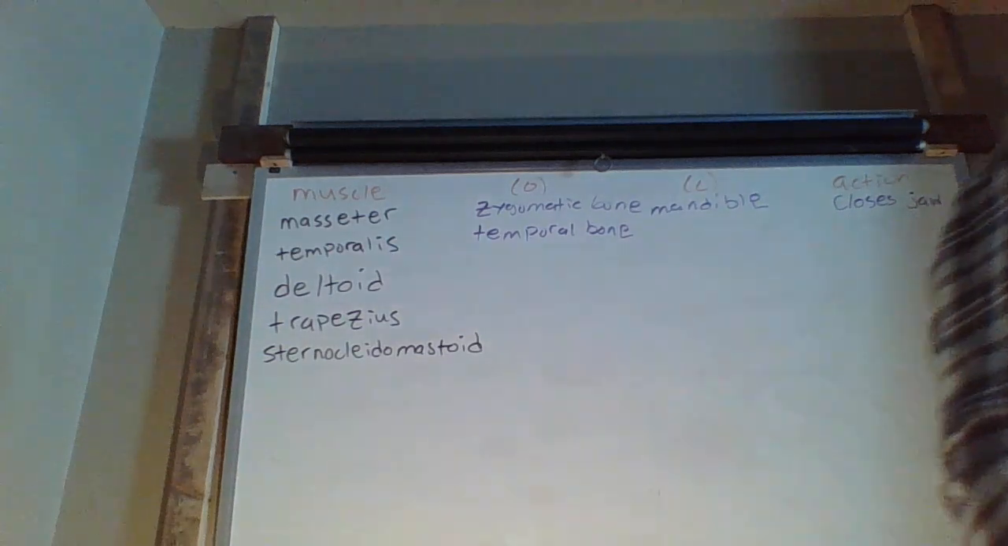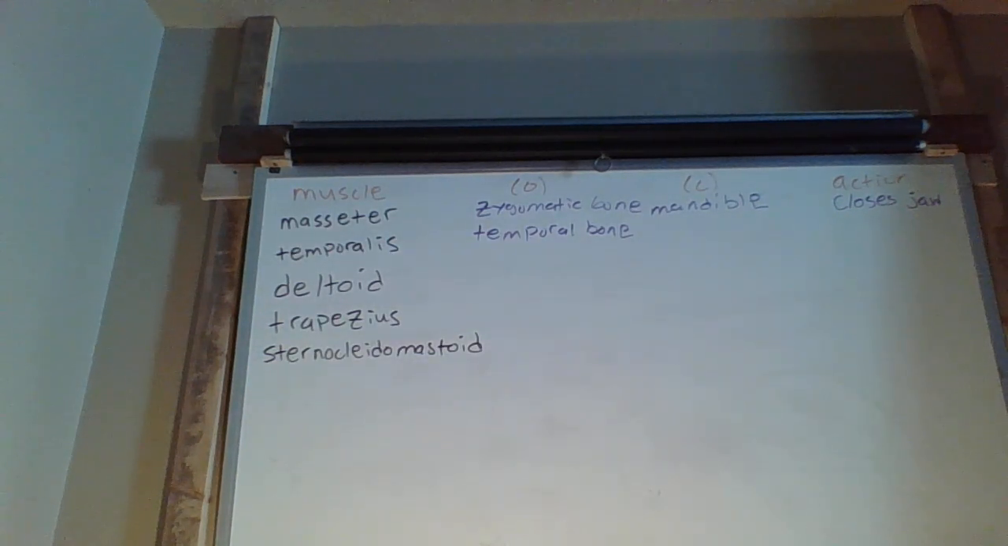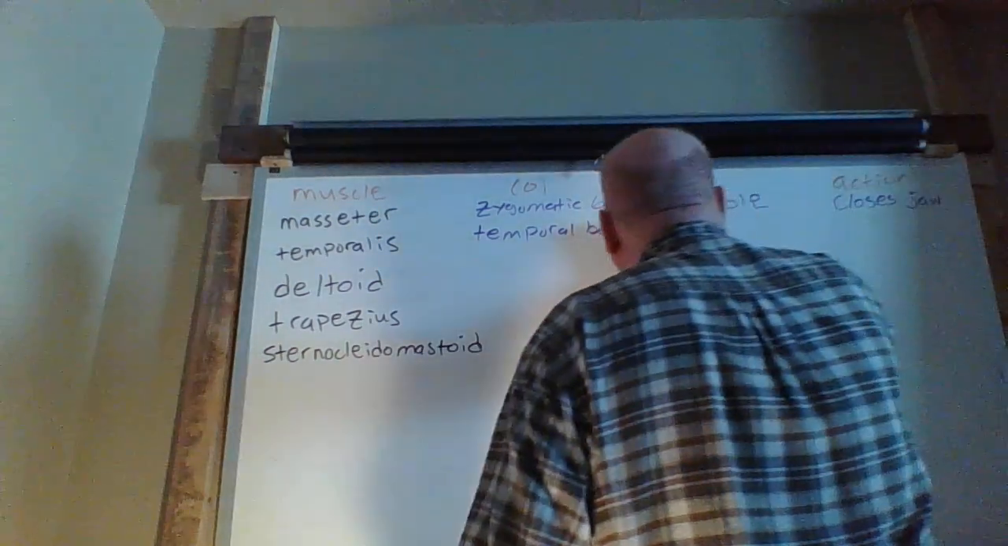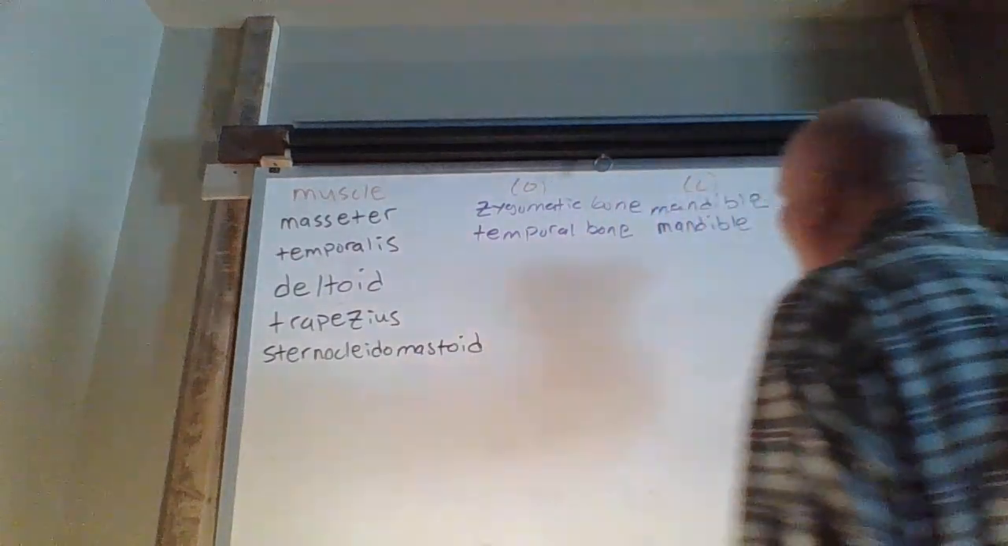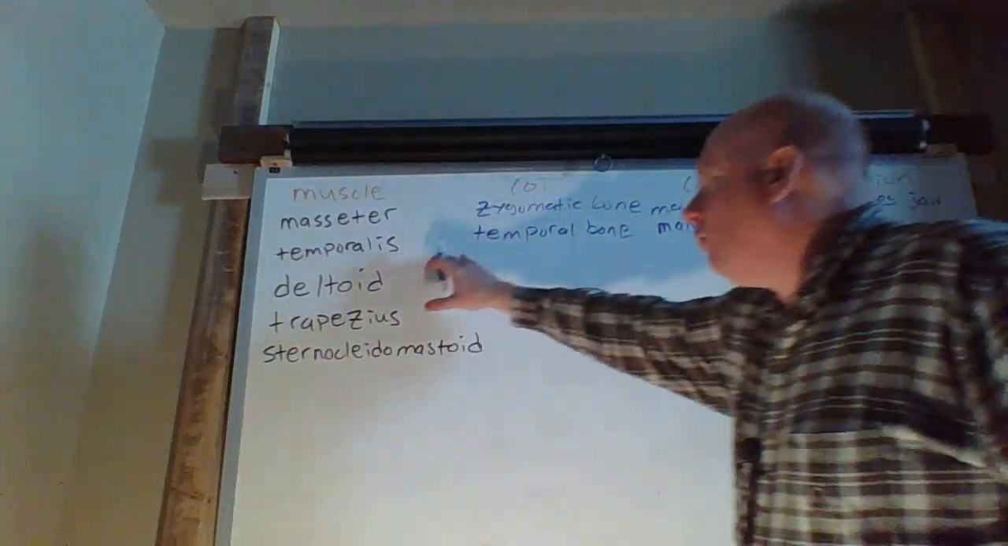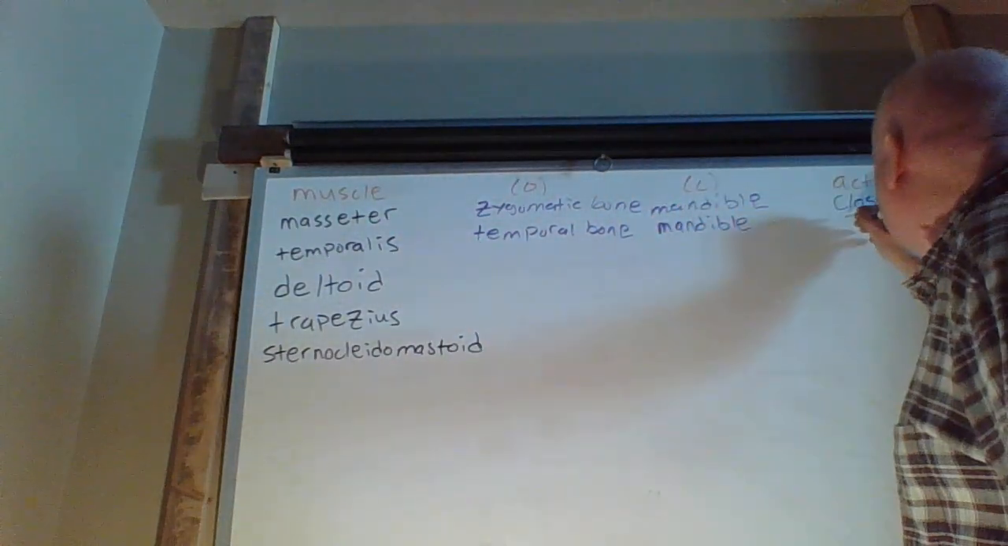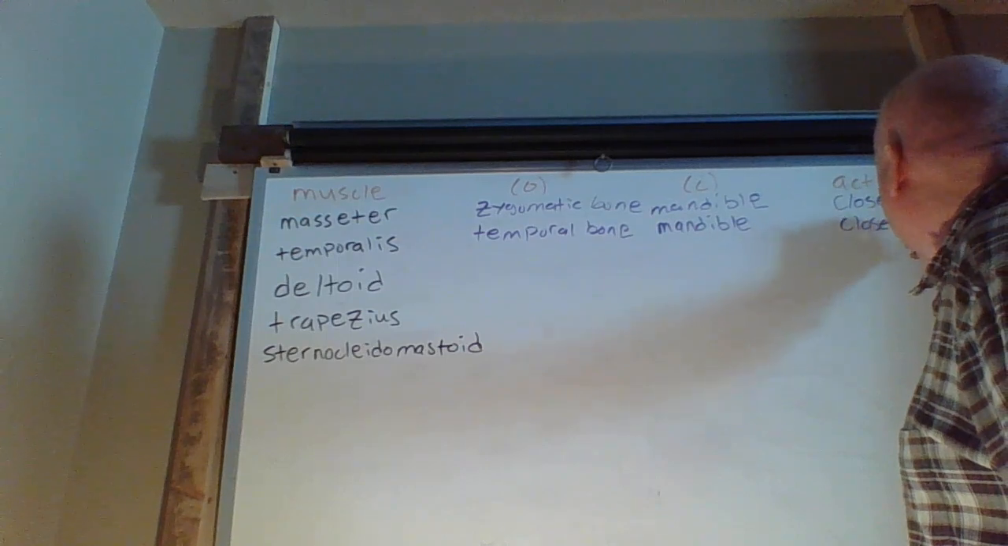Okay. And then what is it that's actually going to move? Well, of course, that would be your mandible. Okay? So that's where the origin is going to take place, on the mandible. And since it is a synergist, it aids another muscle, which it does, that would be closing the jaw.